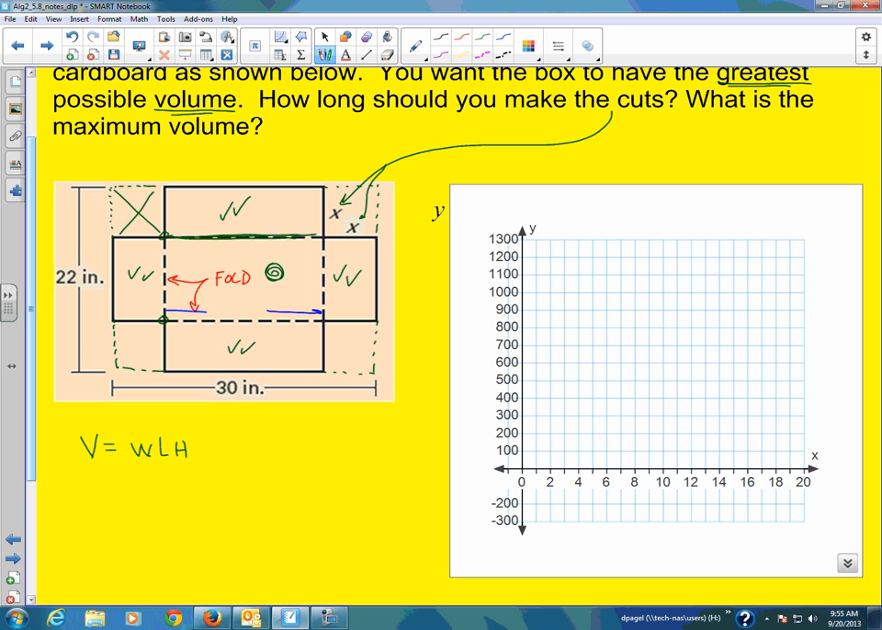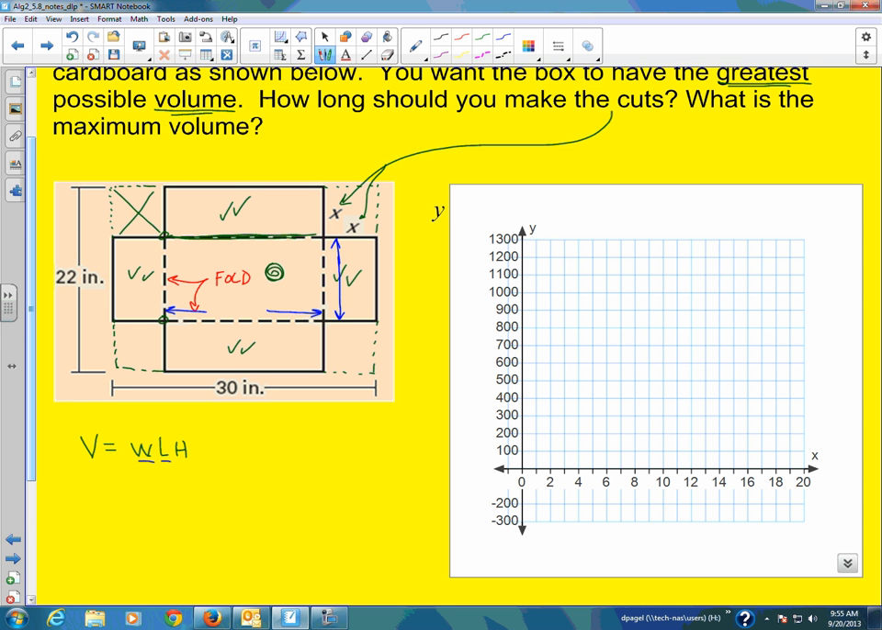One of the first things we need to do is determine these lengths here. What is it from here to here? And in turn, what is it going this way? Because those define the dimensions of what we will call the width and the length of my box. Remember, the h is going to be the x value. That's the height of my box.